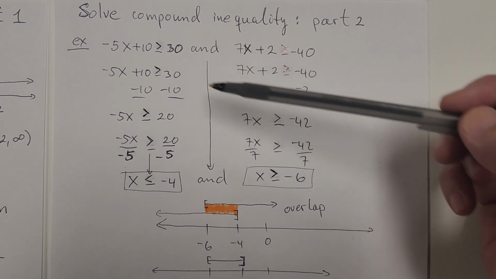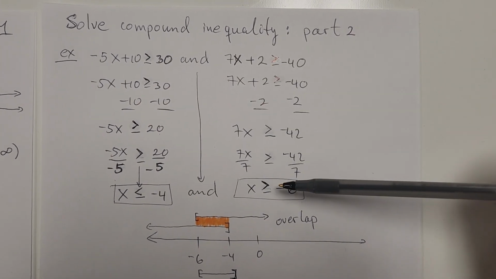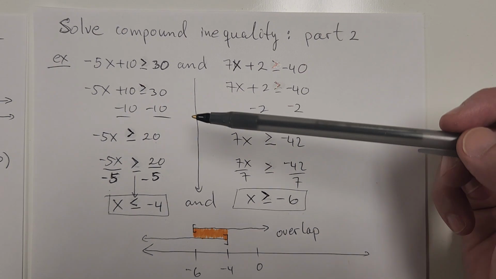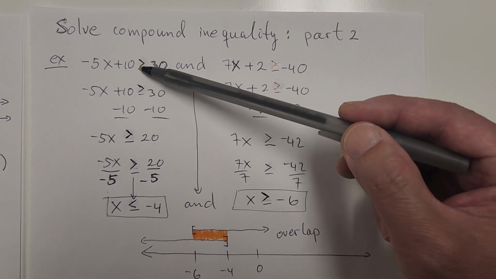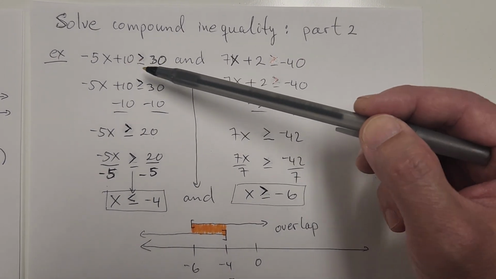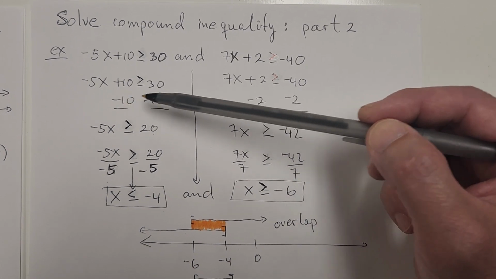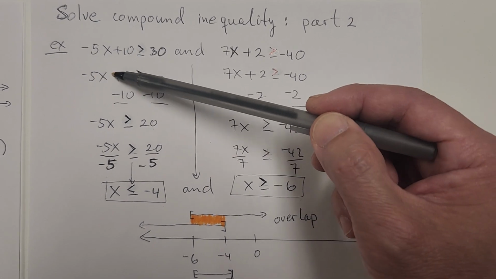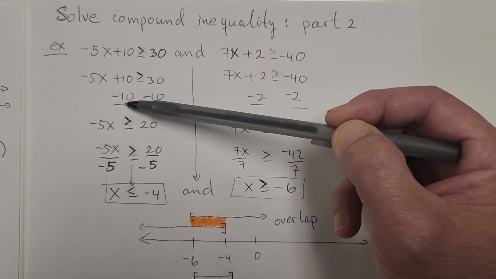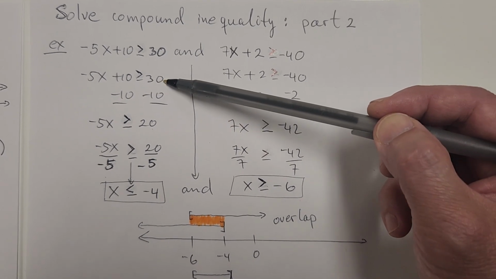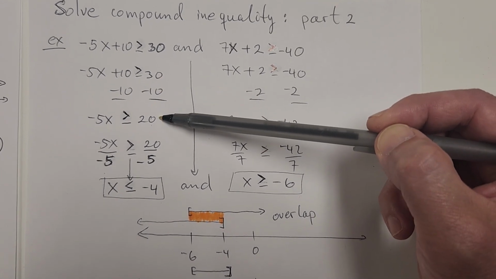So here is an example on the left and on the right side. Let's solve the problem. Here I have positive 10, so bring the 10 over. Since it is positive 10, I will subtract 10. Bring down the negative 5x, the 10 goes away. 30 subtract 10 gives me 20.